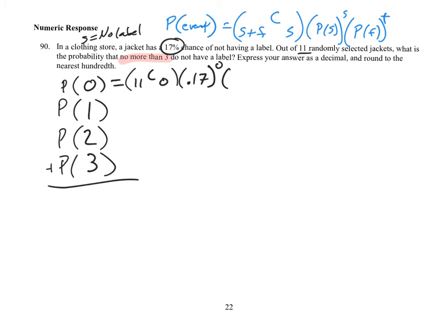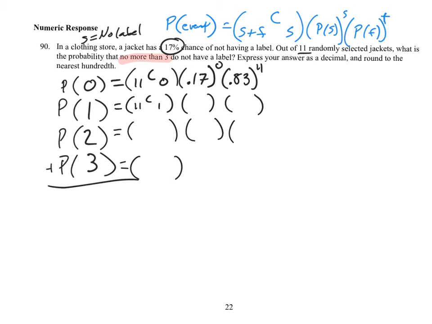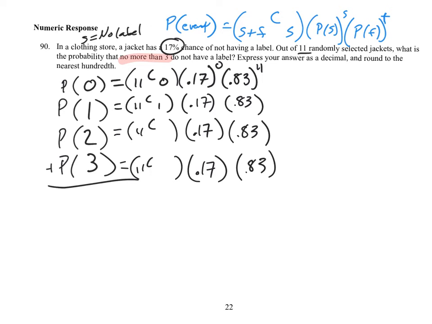And then we also need to account for the probability of having a label, which in this situation would be a failure. That would be 0.83. And how many times do we want it to have a label? Since it's not having a label 0 times, all 11 would have to have a label. We're going to use this same formula over and over again, and it's actually pretty simple. Now this is going to be 11 choose 1. The numbers inside these parentheses are always going to be the same: this is 0.17 every time because it's your probability of success, and this is 0.83. So 11 choose 1, 1, 10. 11 choose 2, 2, 9. 11 choose 3, 3, 8.